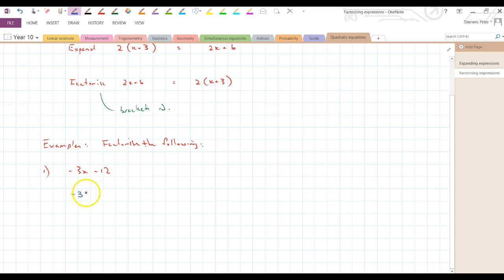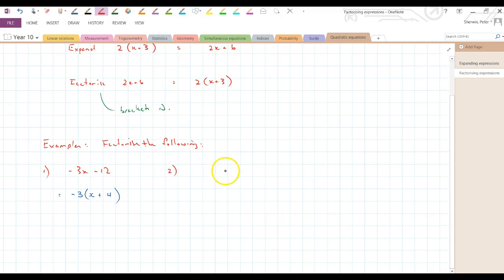Take out a minus 3, and then open the bracket up, and doing the opposite of expanding, this times this has to give me this. The number I put in here has to multiply by minus 3 to get minus 12, or if you like, take minus 12 divided by minus 3. Either way, it's plus 4 there. So I've factorized. I've put the brackets in.